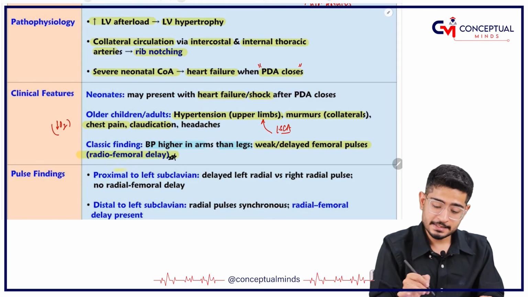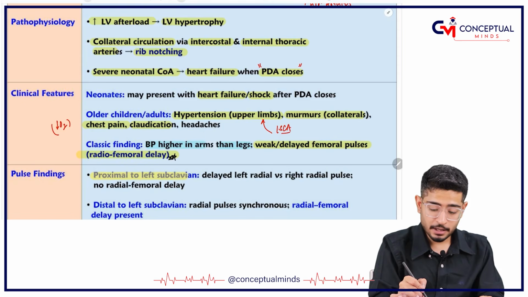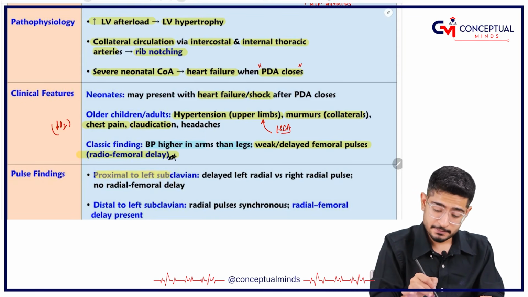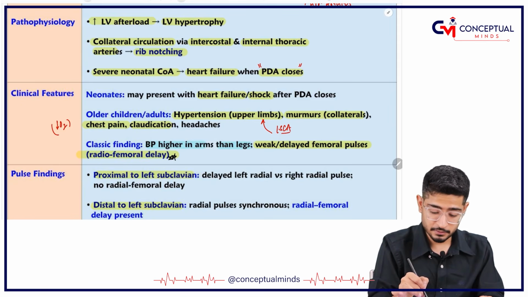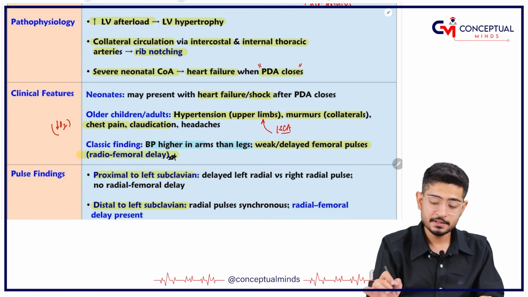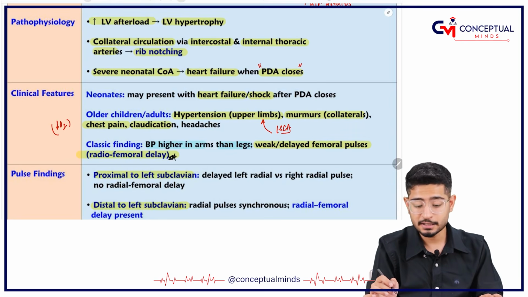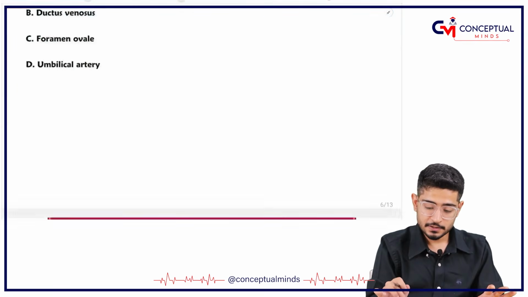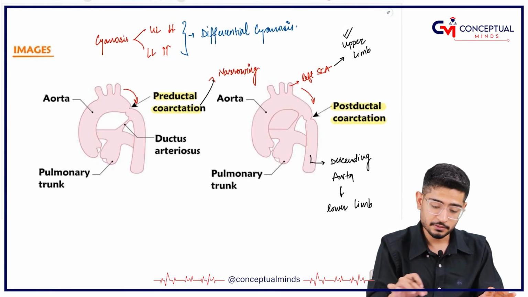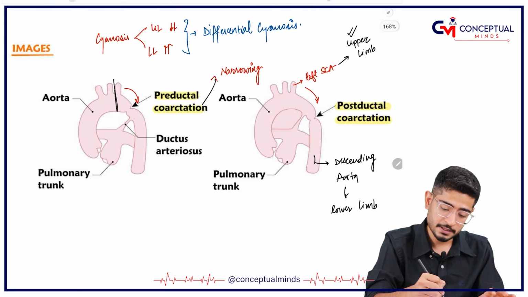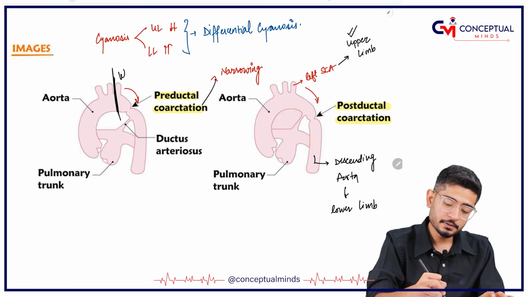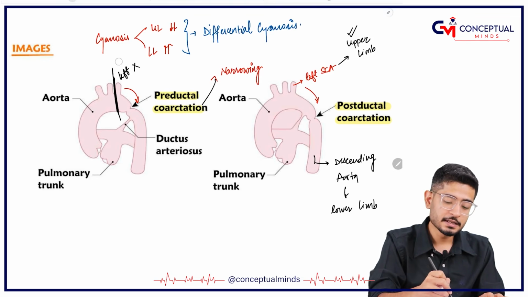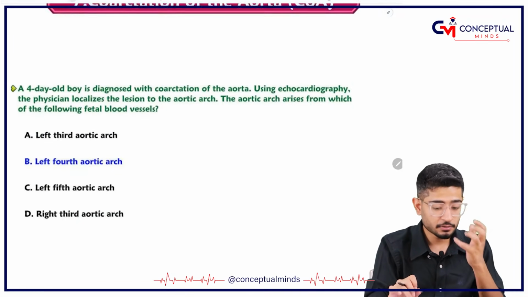Now, the coarctation can be proximal to the left subclavian or distal to the left subclavian. Please understand, sometimes the coarctation can even occur proximal to the left subclavian, just like coarctation is happening here. So what is going to happen? The left side is not going to get the supply, but the right side is going to get the supply.